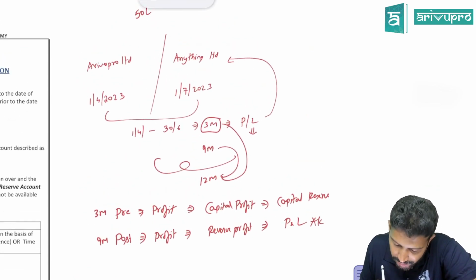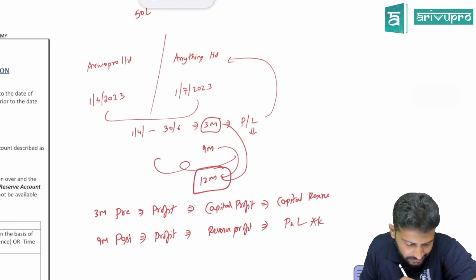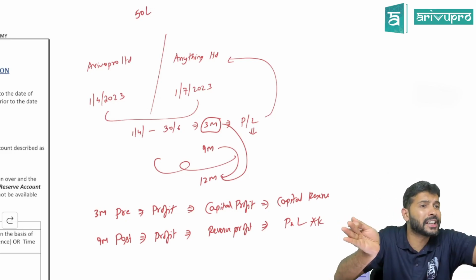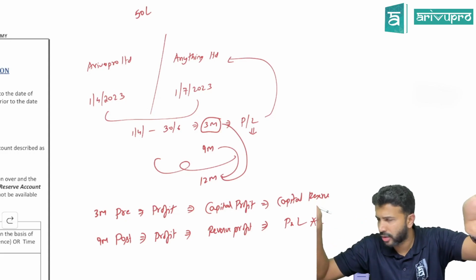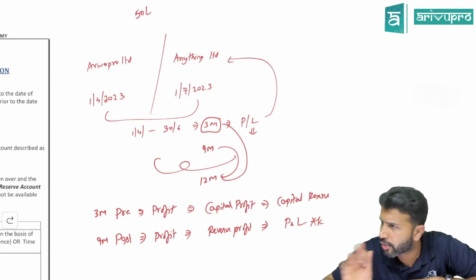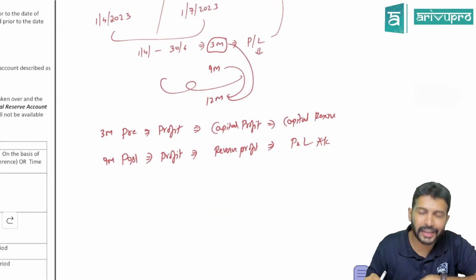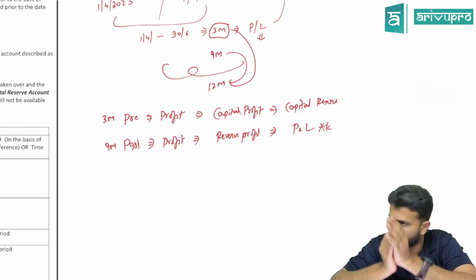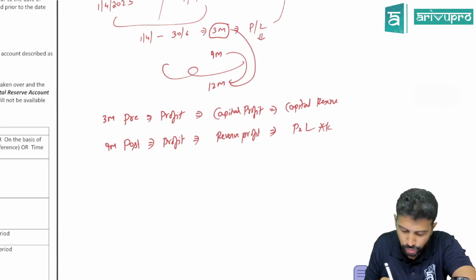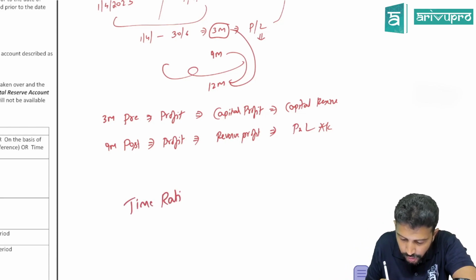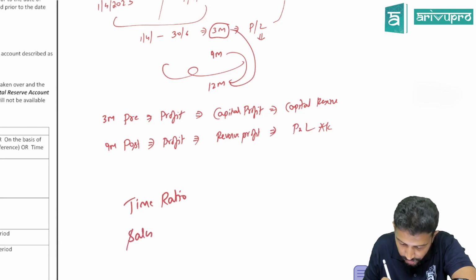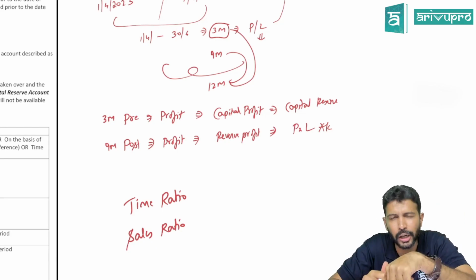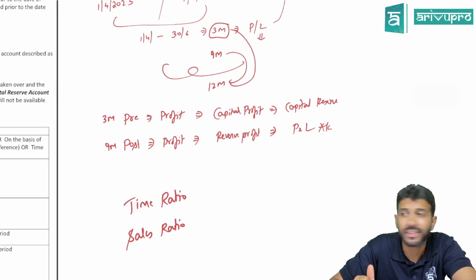But I also told you that they will not give you 3 months and 9 months data, but rather they will give you the whole year's data. So this whole year's data you have to split between pre and post. That means there should be some basis of splitting. To do this splitting activity, we find out 2 common ratios that will come in every problem of this chapter. One is time ratio. Another one is sales ratio or turnover ratio, you can call.